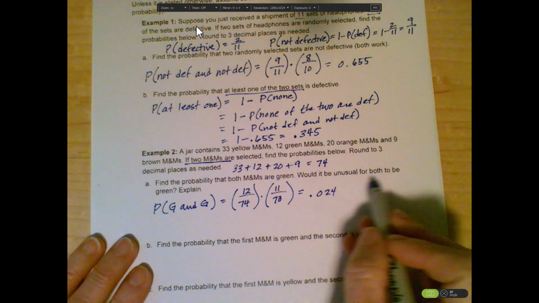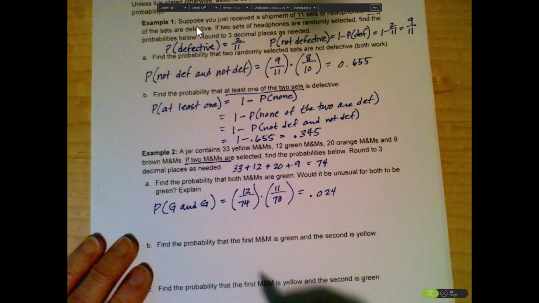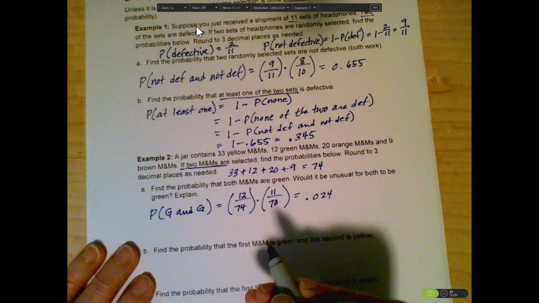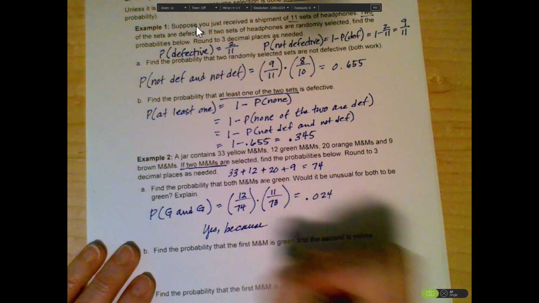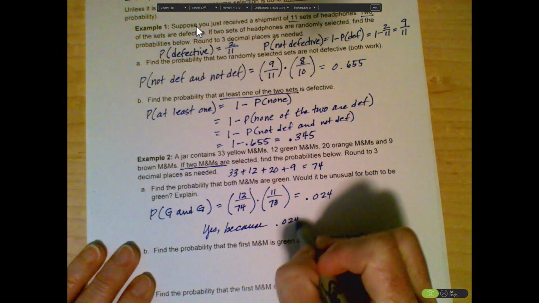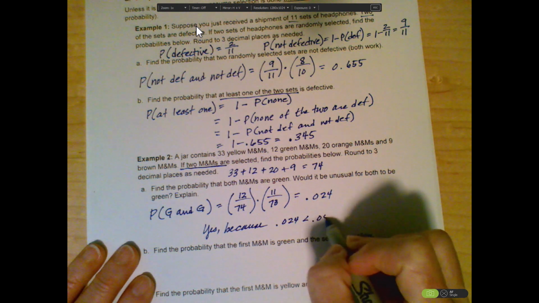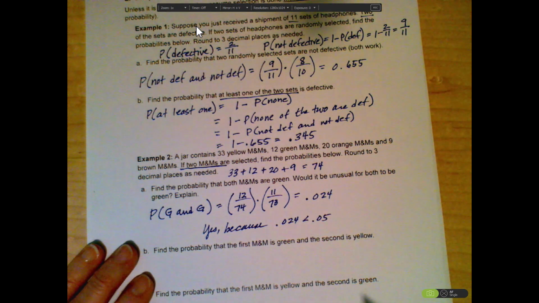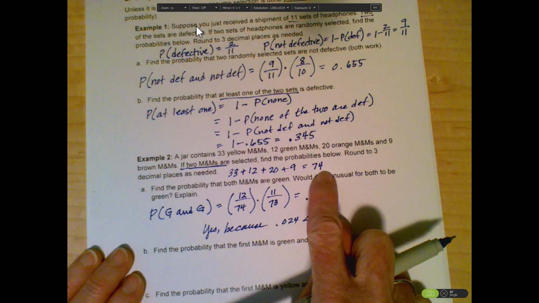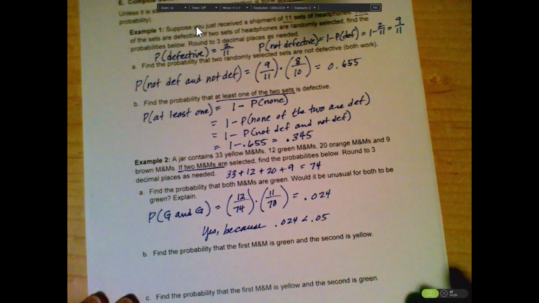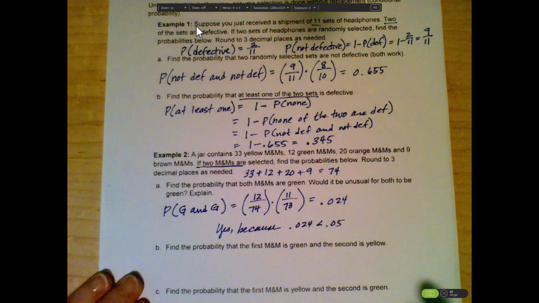But they ask us, would it be unusual for both to be green? What do you think? And we have to explain. Just an answer isn't good enough. We've got to explain. Well, yes. And why? Because, and this is easy enough to write, 0.024 is less than our guideline of 0.05. Any probability less than or equal to 0.05 is an unusual probability. So that would be unusual out of this big bowl of 74 M&Ms to get 2 greens, choosing one at a time and not putting the first one back.